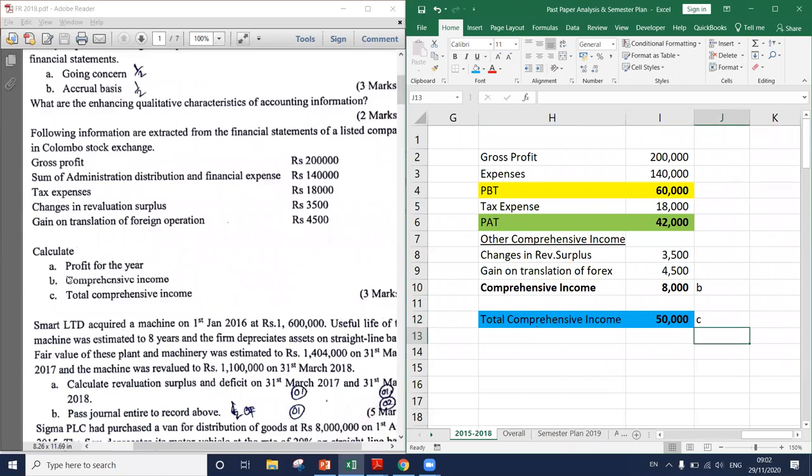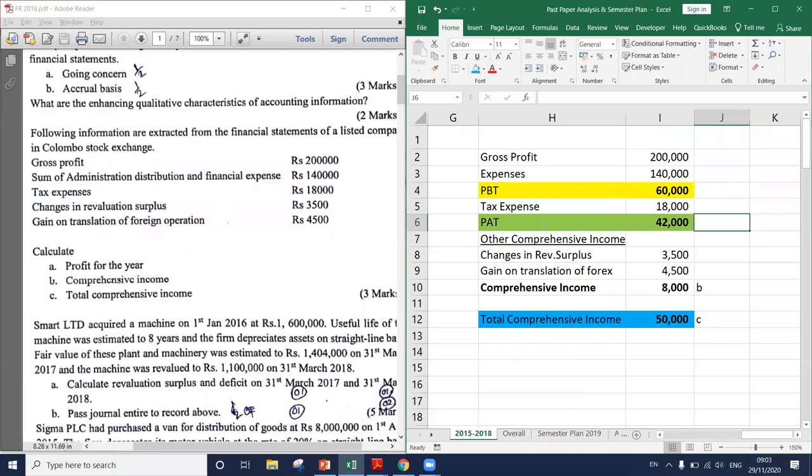Then what is the answer for part A? What is the profit for the year? Is it gross profit, profit before tax, or profit after tax, or is it neither of these amounts? What is the profit for the year? 42,000. Right, so I have received an answer called 42,000. Or is there another answer? Right, profit for the year.